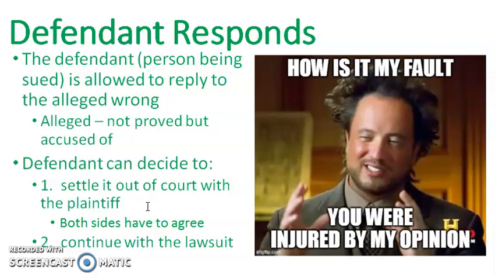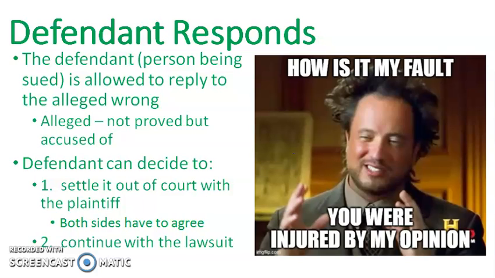Some companies like to settle stuff real quick. It avoids the publicity because the media is going to get in on it, particularly if you're a big company. But also, it can save you money. Lawsuits cost money. Every single time you file legal paperwork, it costs money. They could also continue to go along with the lawsuit.